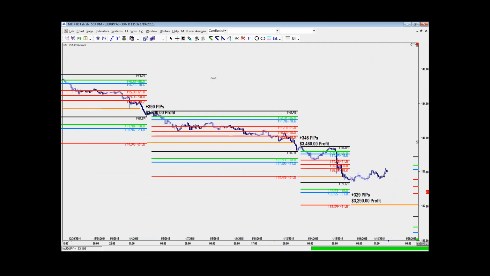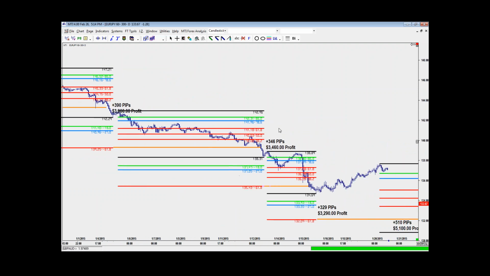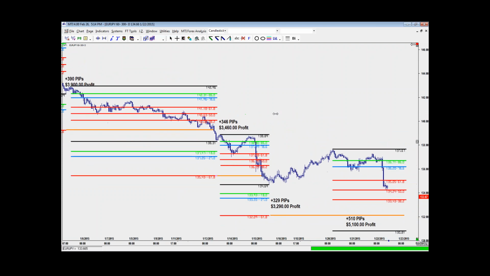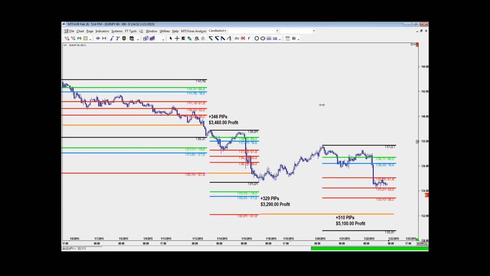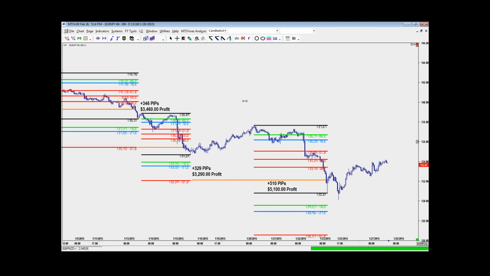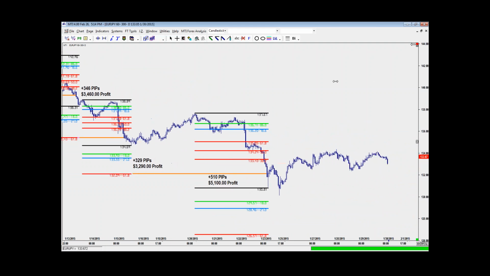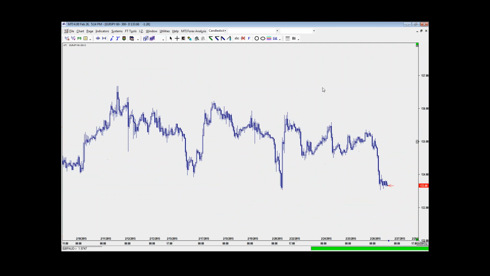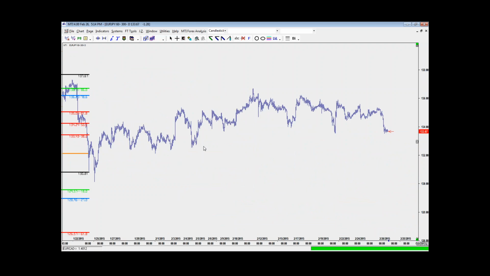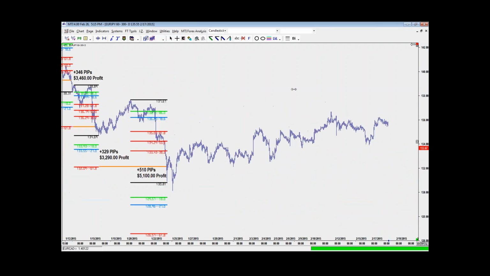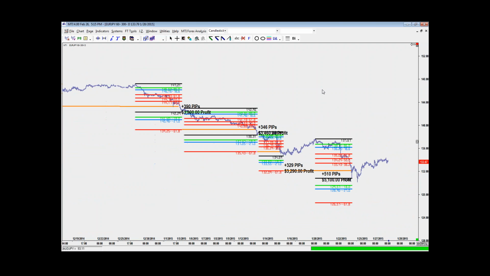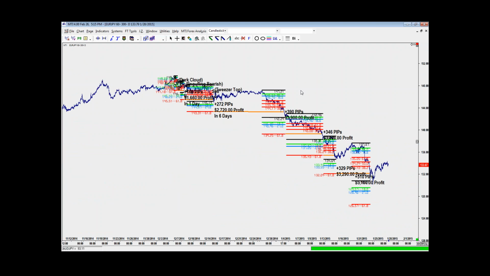And take a look at this downtrend, okay? A to B, 346 pips, or 3,460 US dollars profit. Another one, 329 pips, or $3,290 profit, 510 pips, and finally, this takes us to current market, okay? Now, we're actually in a slight uptrend, but how many of you see how we took advantage of this downtrend? Do y'all see that?